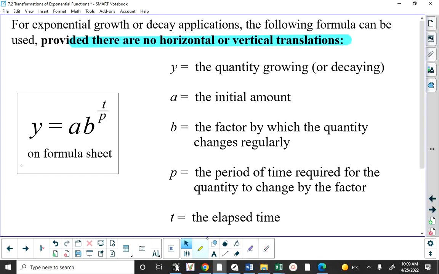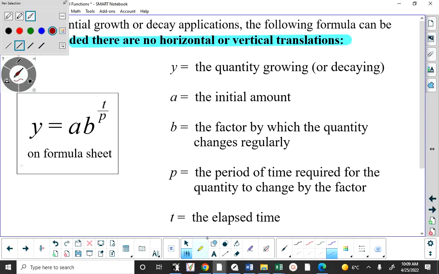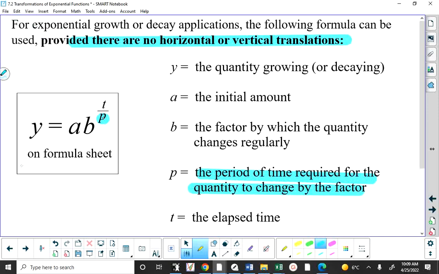So look at what I'm telling you P is. P is the period of time required for the quantity to change by the factor of the base. So let's say that P was 3 minutes. We're saying that maybe we're dealing with a situation where bacteria is doubling every 3 minutes. Which would mean if I said doubling, B is 2.